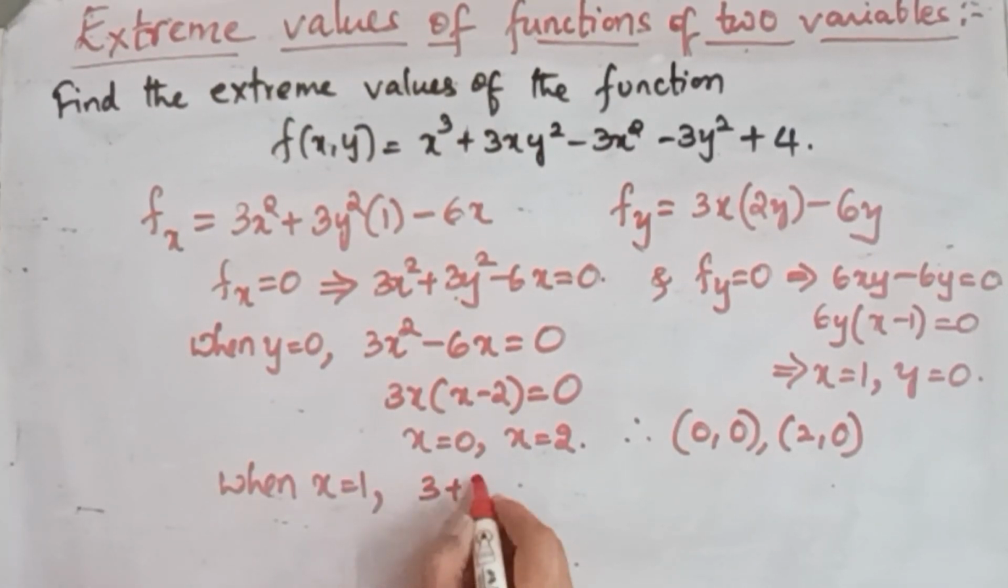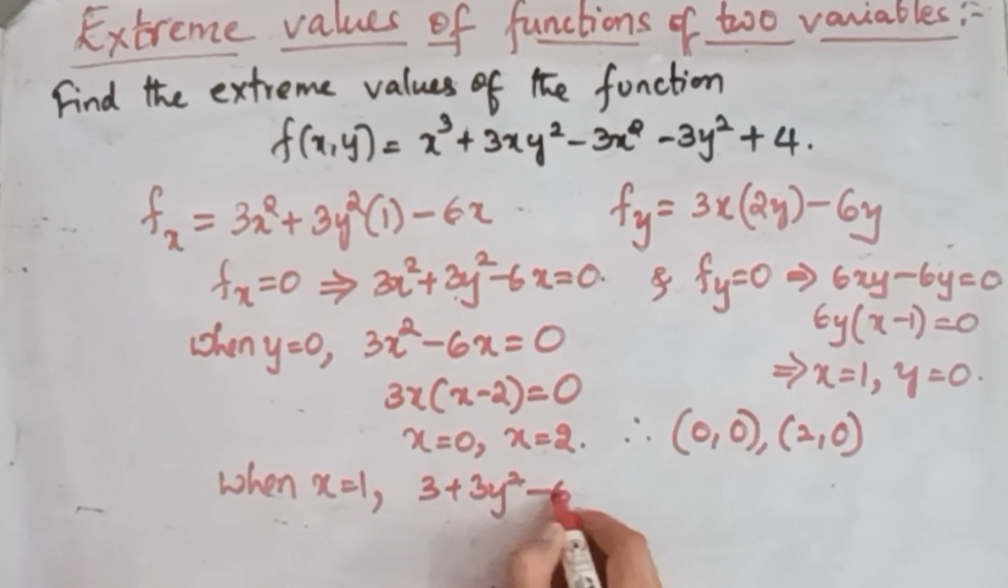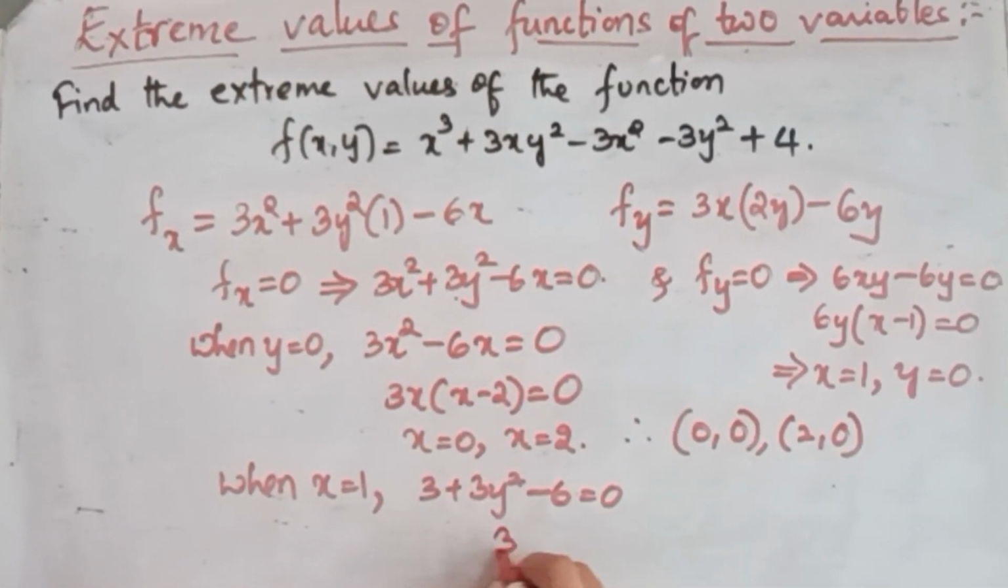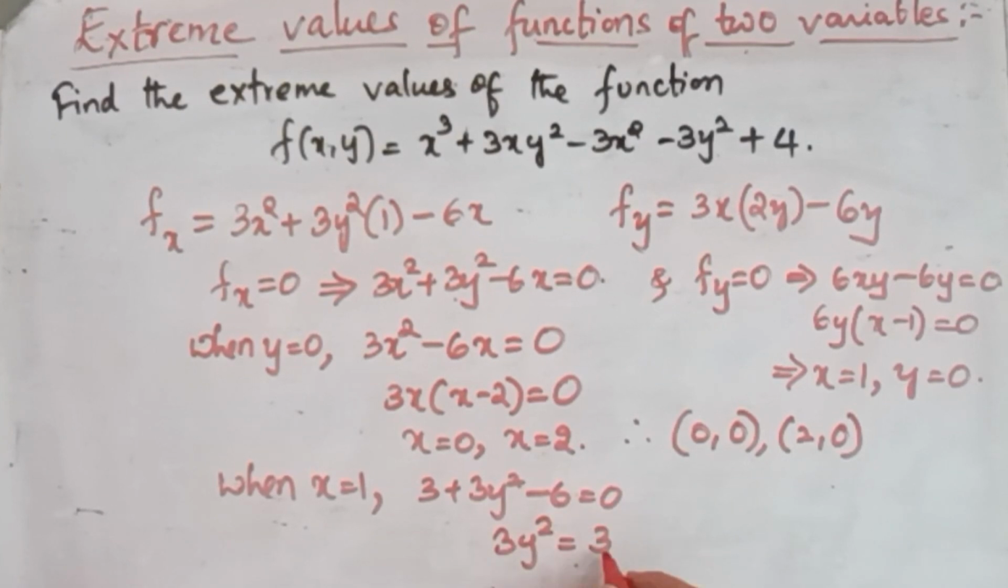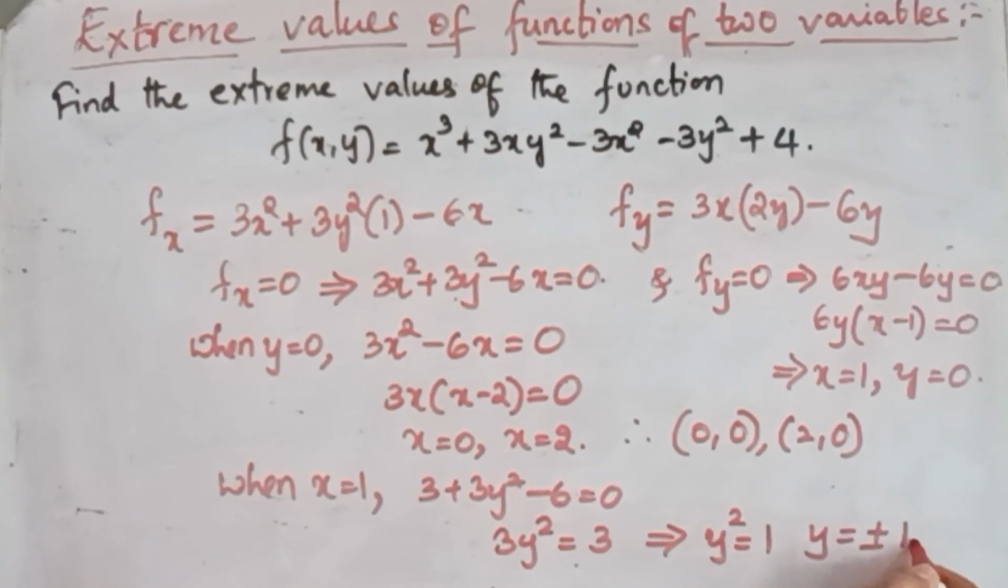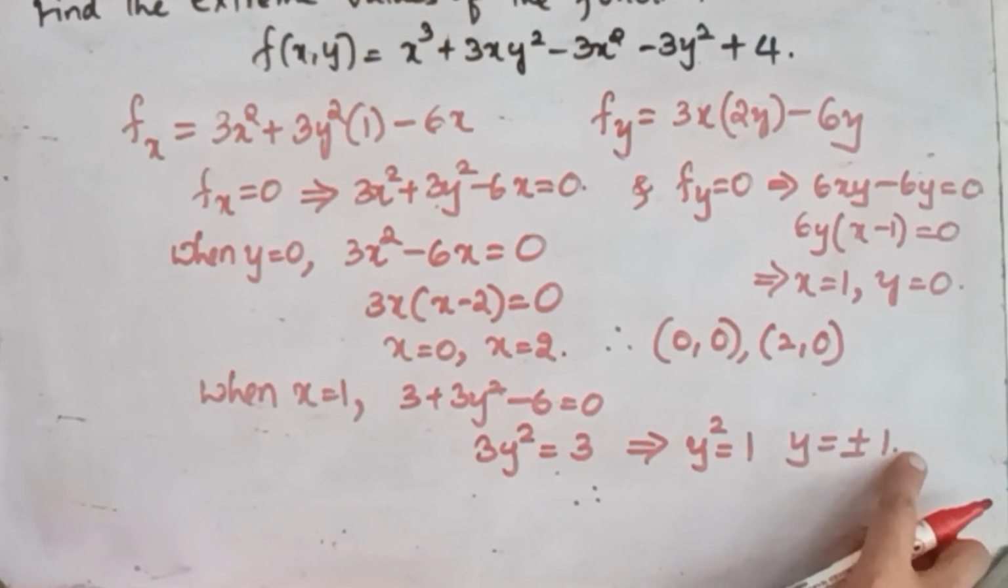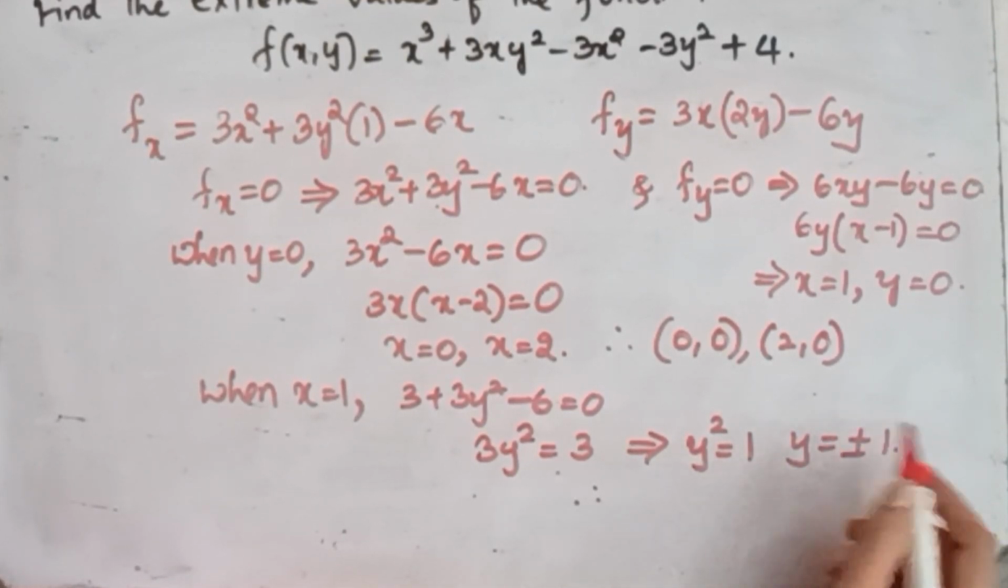3 plus 3y square minus 6 equal to 0. Put x equal to 1 here. So you will get 3y square equal to 3. 3 minus 6 is minus 3. When it goes to the right hand side, it becomes 3. So this implies y square equal to 1, y equal to plus or minus 1. Therefore, when x equal to 1, there are two possible values for y. They are 1 and minus 1.